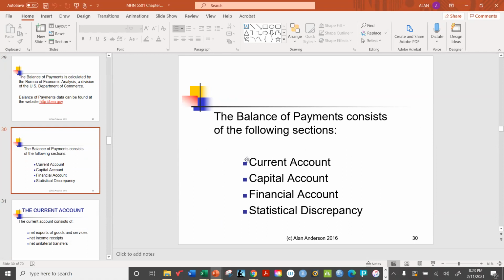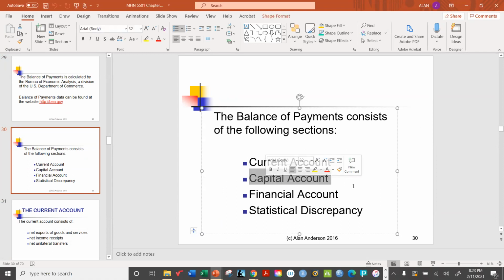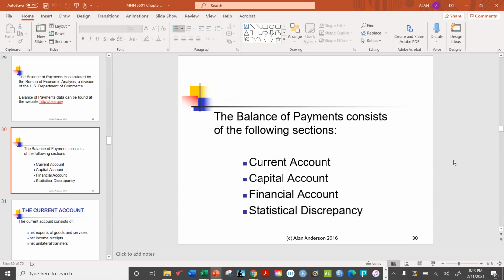Now, the balance of payments is broken up into 4 basic sections. We have the current account, the capital account, which is really tiny. I don't know why they even bother with it. The financial account, and then here's an interesting one, the statistical discrepancy. It's kind of a fudge factor, but we'll discuss that in a few minutes. It's the kind of thing where if an accountant in a private company used it, he might find himself in a lot of hot water.